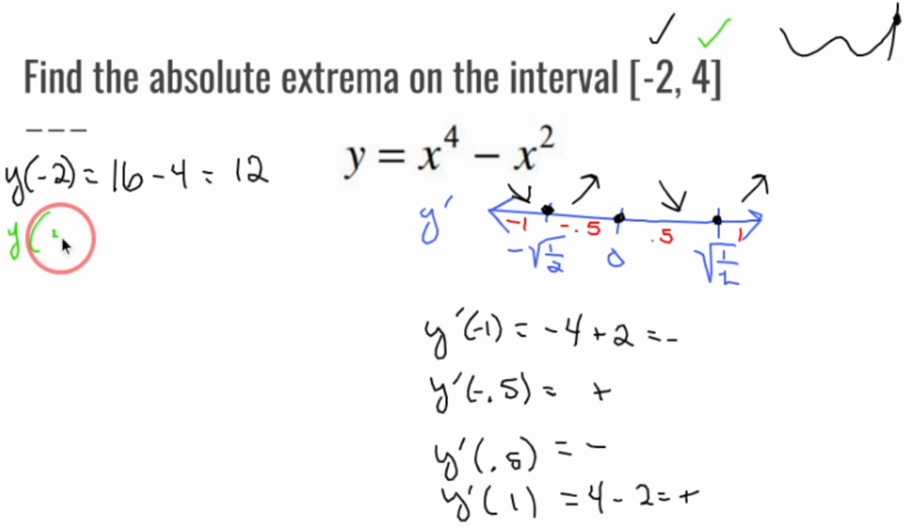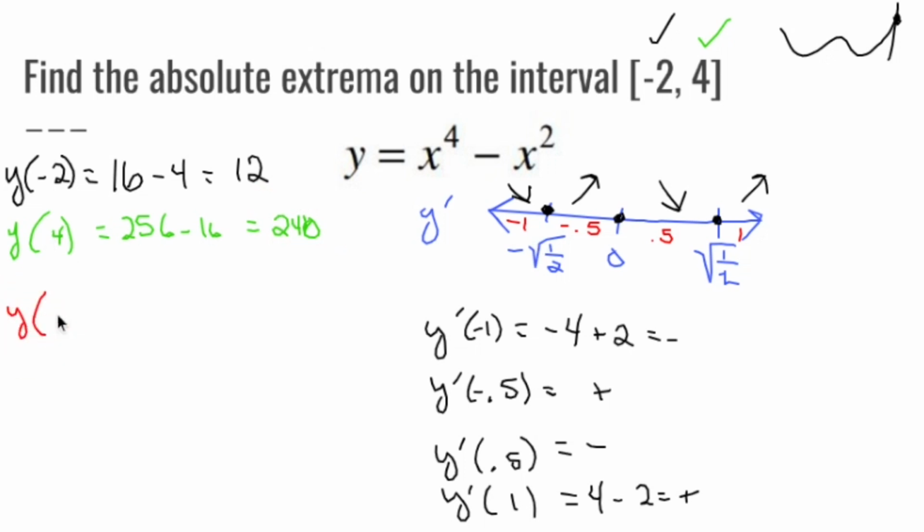4 to the 4th is going to be, I believe, 256. 4 to the fourth power, 256. 256 minus 4 squared, a fun game, becomes 240. Definitely going to need Siri for these ones.